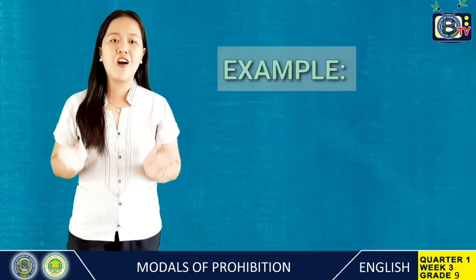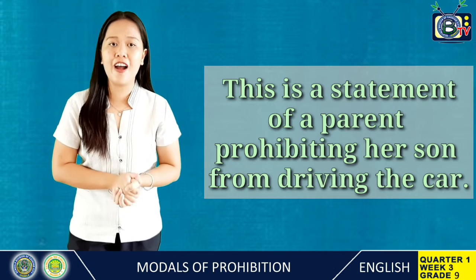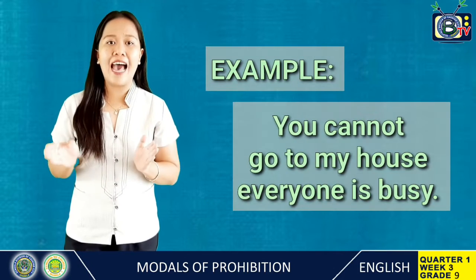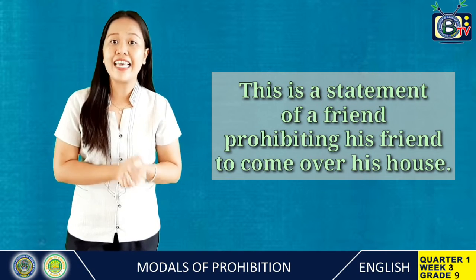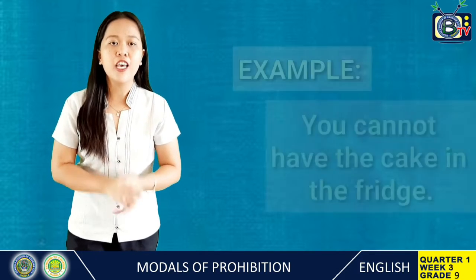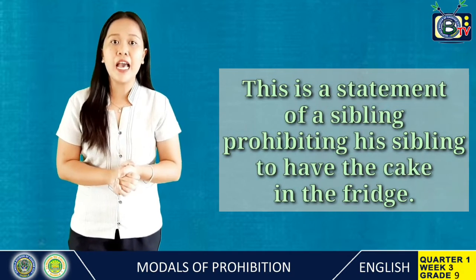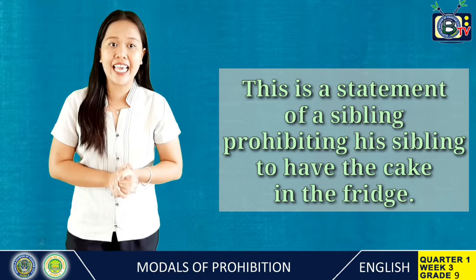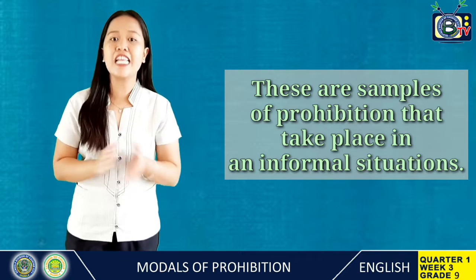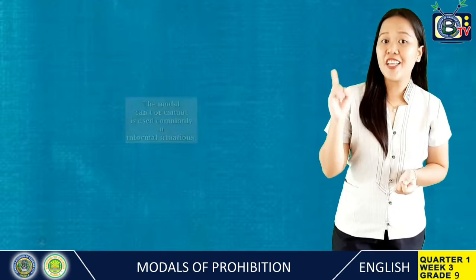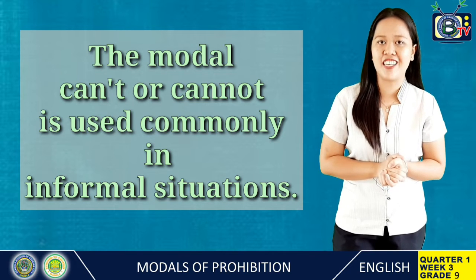You cannot drive my car. This is a statement of a parent prohibiting her son from driving the car. You cannot go to my house. Everyone is busy. This is a statement of a friend prohibiting his friend to come over to his house. You cannot have the cake in the fridge. This is a statement of a sibling prohibiting his sibling to have the cake in the fridge. These are samples of prohibition that take place in informal situations. Take note, the modal can't or cannot is used commonly in informal situations.